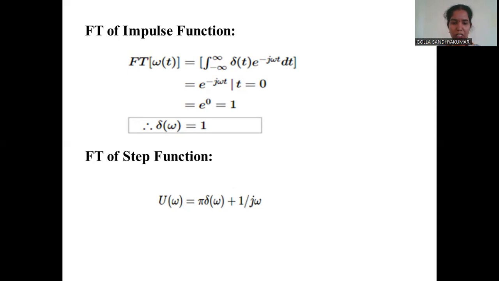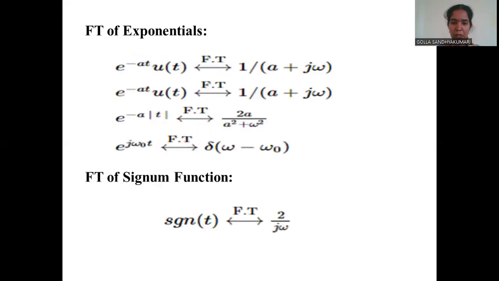And the Fourier transform of the step function. So u of t is the time domain representation and U of omega is the frequency domain representation. U of omega equals pi into delta of omega plus 1 by j omega.